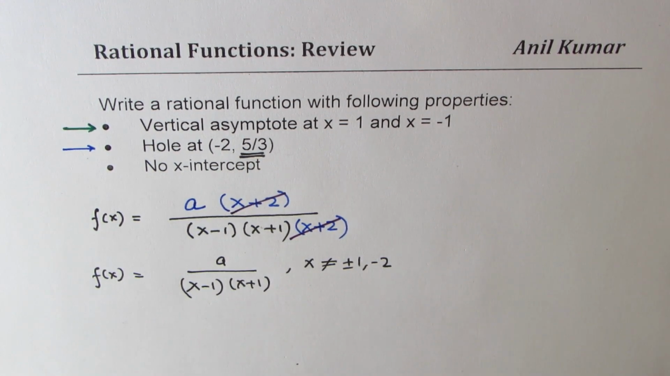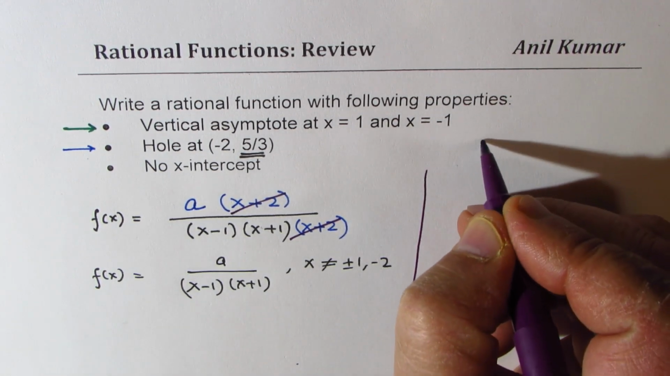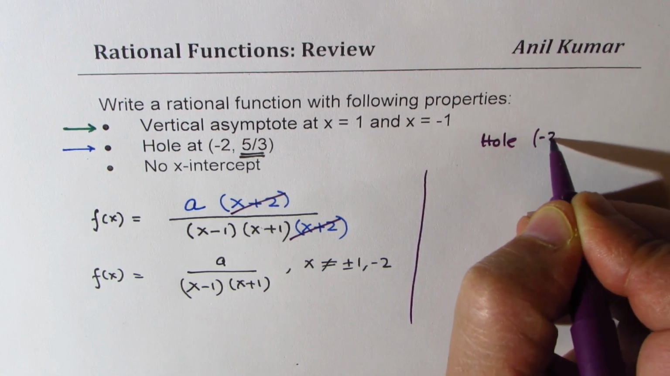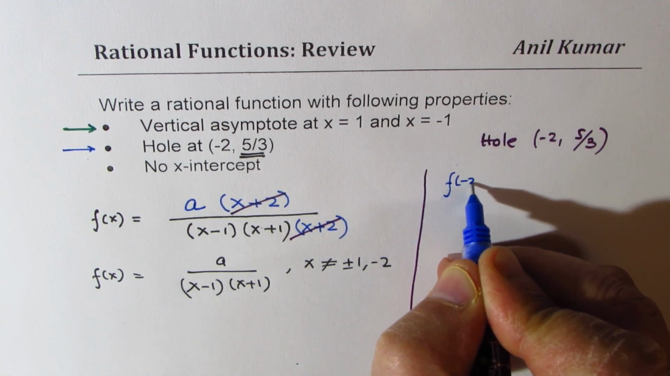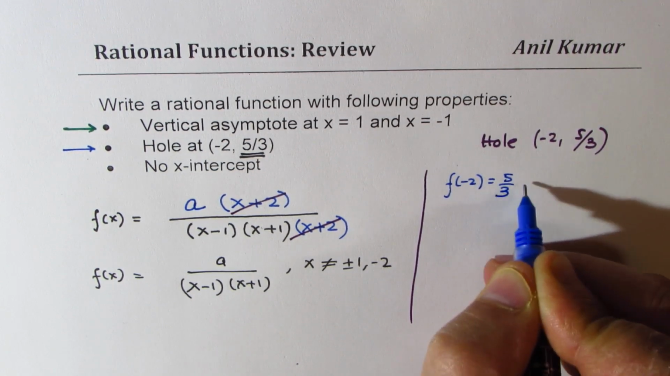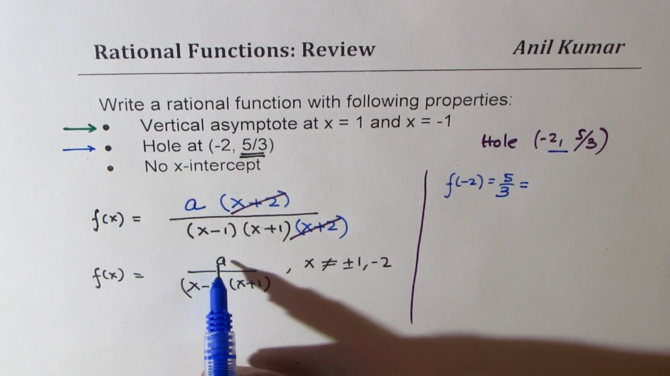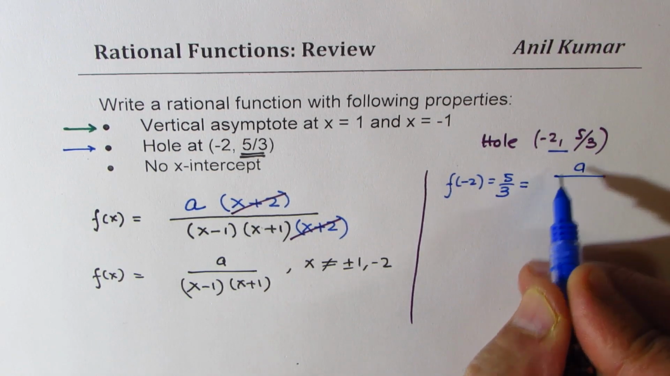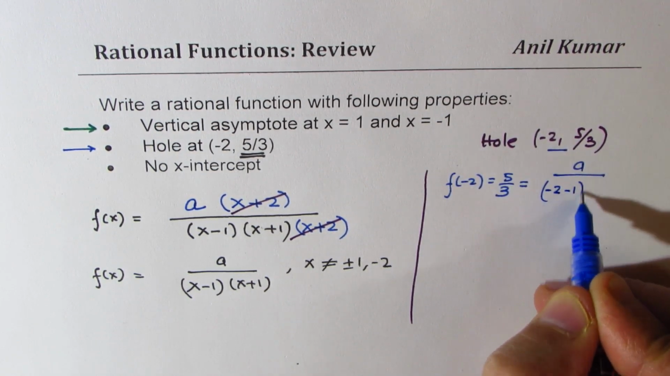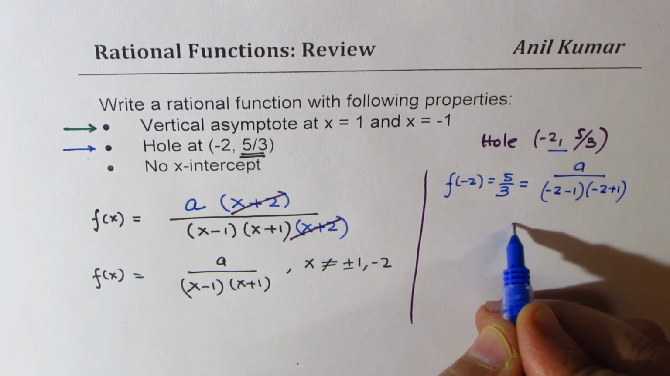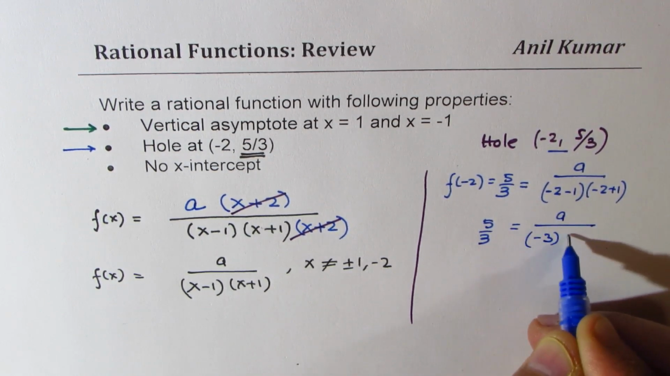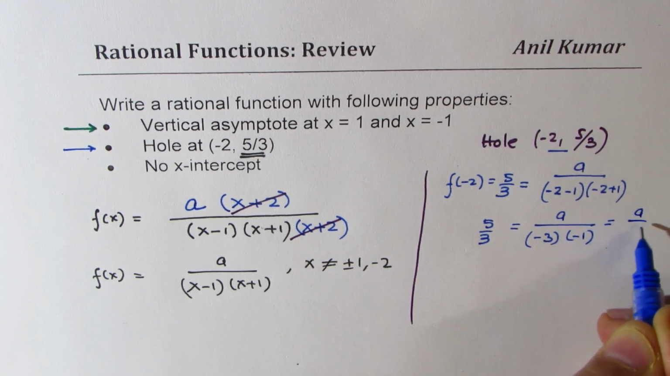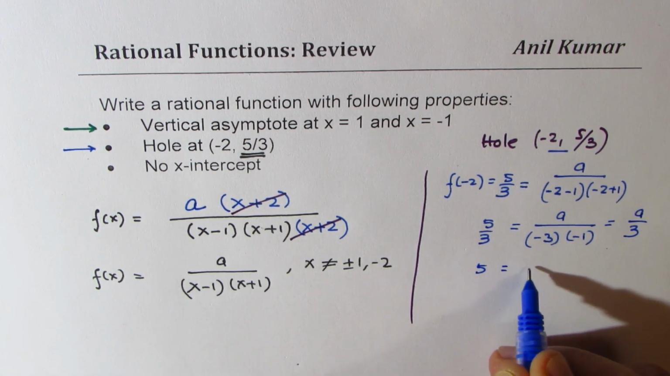So for the hole, let us do the calculations. Let's calculate for the hole, which is at minus 2, 5 over 3. That means if I substitute the value of x as minus 2, I should get 5 over 3 as my answer, right? So let's do it. We have a over, x is minus 2, so we get minus 2 minus 1 times minus 2 plus 1. So that gives you 5 over 3 equals a over minus 3 times minus 1, which is a over 3. So clearly 5 is equal to a.